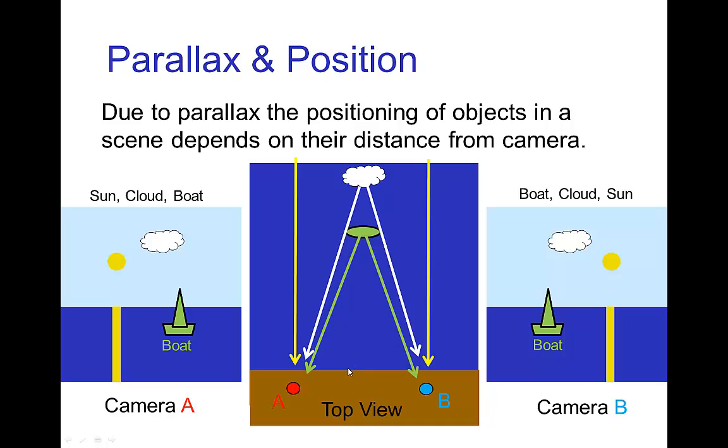So let's picture this scene: we're at the beach looking into the horizon. In the first case, when the camera is in position A, we have from left to right the sun, a cloud, and then a boat on the water. We can do the ray tracing to see that those are those positions. The boat is closest to us, then the cloud, then the sun. Now, if the camera moves to position B, these locations in the field of view change, and we have the boat, then the cloud, then the sun.